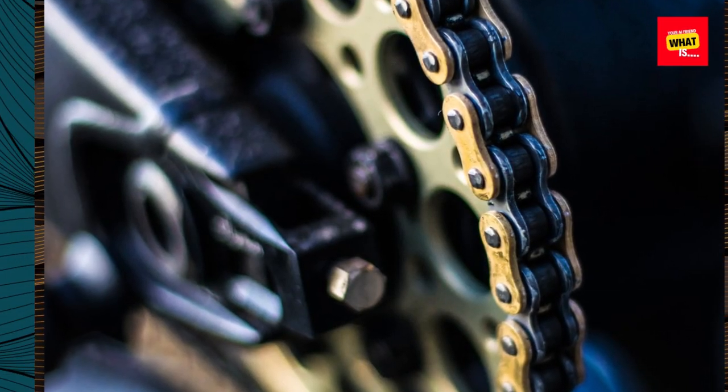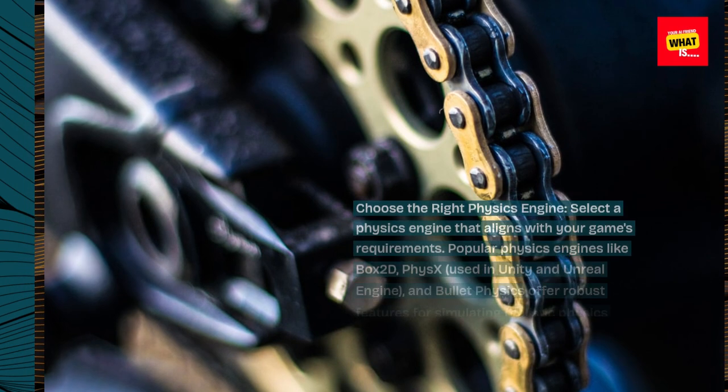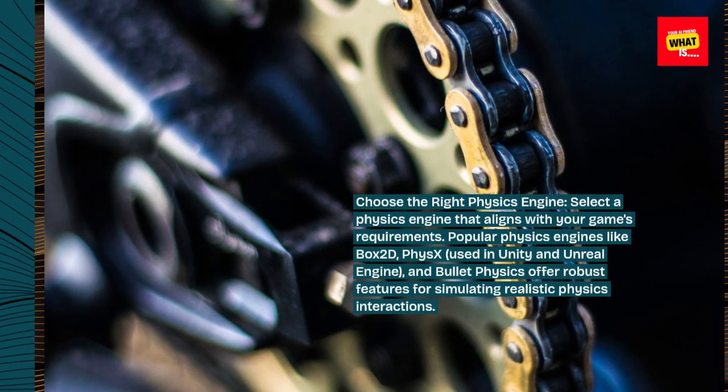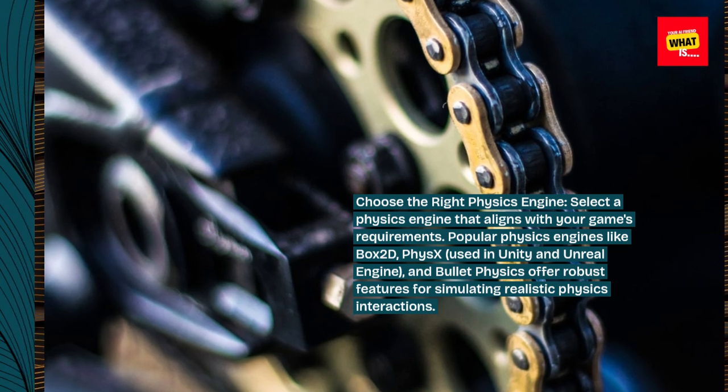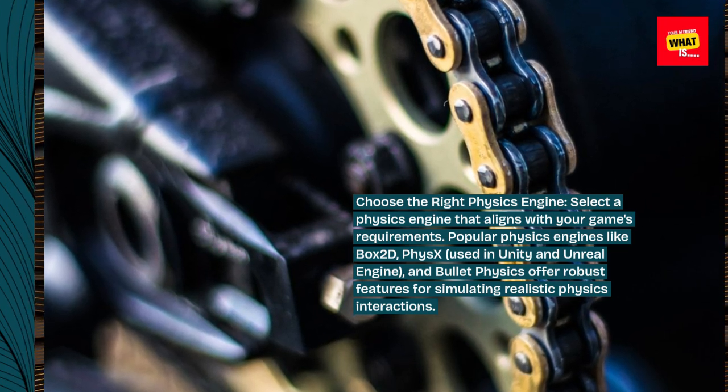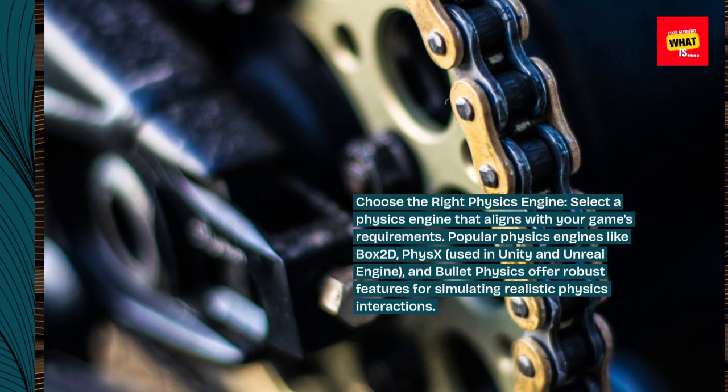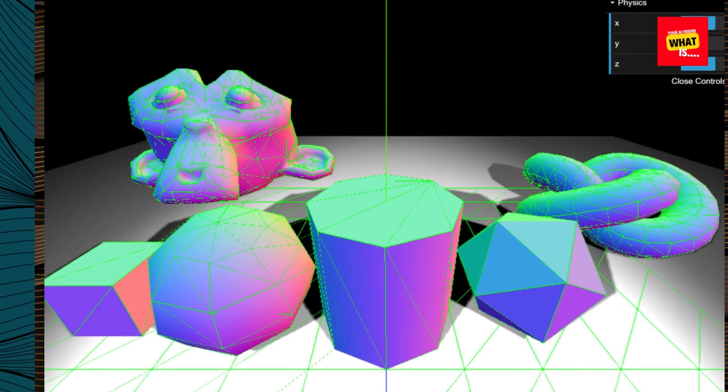Choose the right physics engine. Select a physics engine that aligns with your game's requirements. Popular physics engines like Box2D, PhysX, used in Unity and Unreal Engine, and Bullet Physics offer robust features for simulating realistic physics interactions.